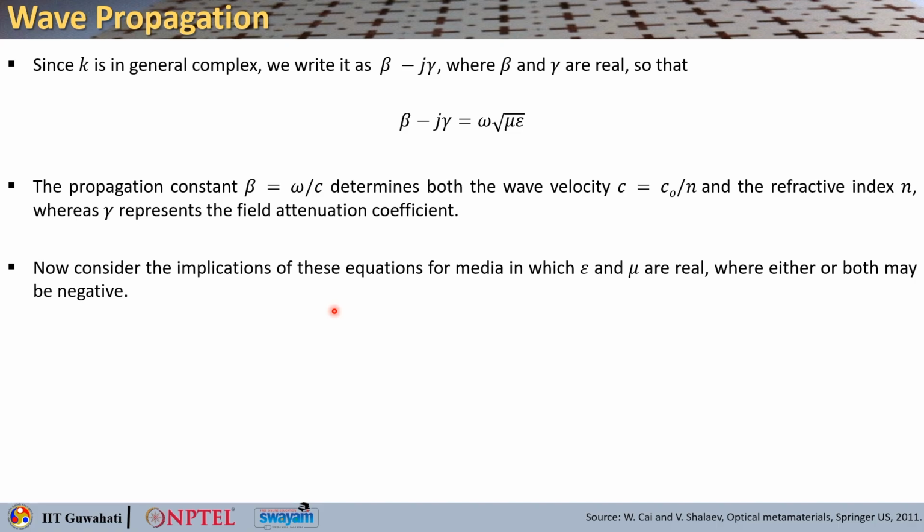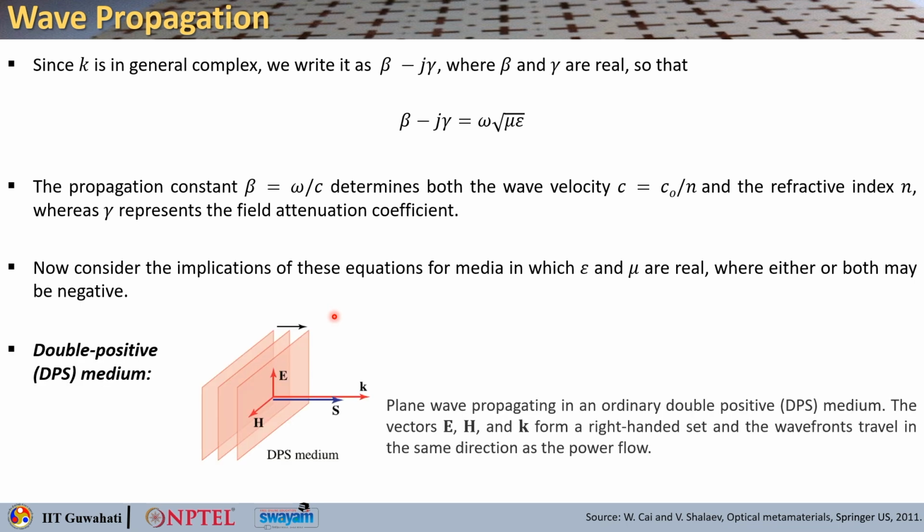So, now consider the implications of these equations for media in which you have both epsilon and mu to be real, but they can be either both positive or both negative. So, let us consider the first case, which is a double positive medium, that is where both epsilon and mu are positive. So, as we have discussed briefly in the previous slide, if you have E and H which are orthogonal to each other, K is also orthogonal to them. Okay. So, you can see that the plane wave propagating in an ordinary double positive medium looks like this, where S shows the Poynting vector, that is the flow of energy, also happening in the same direction as K.